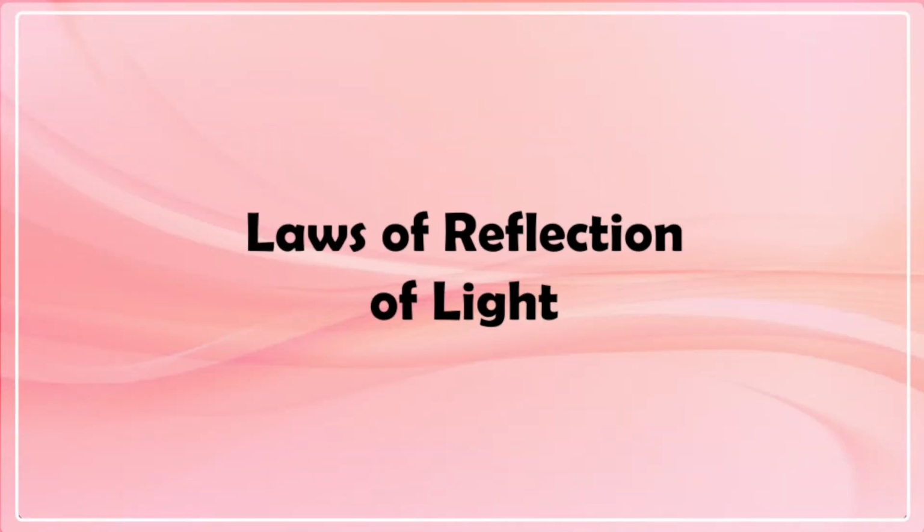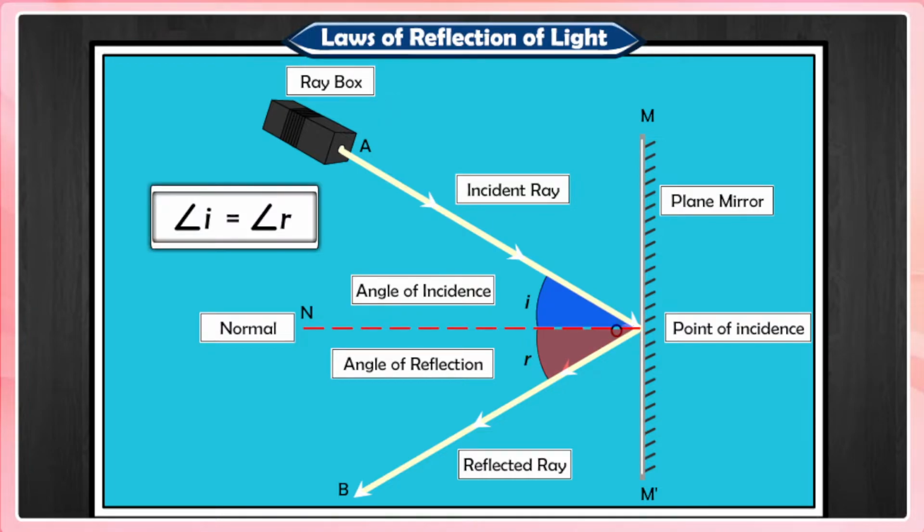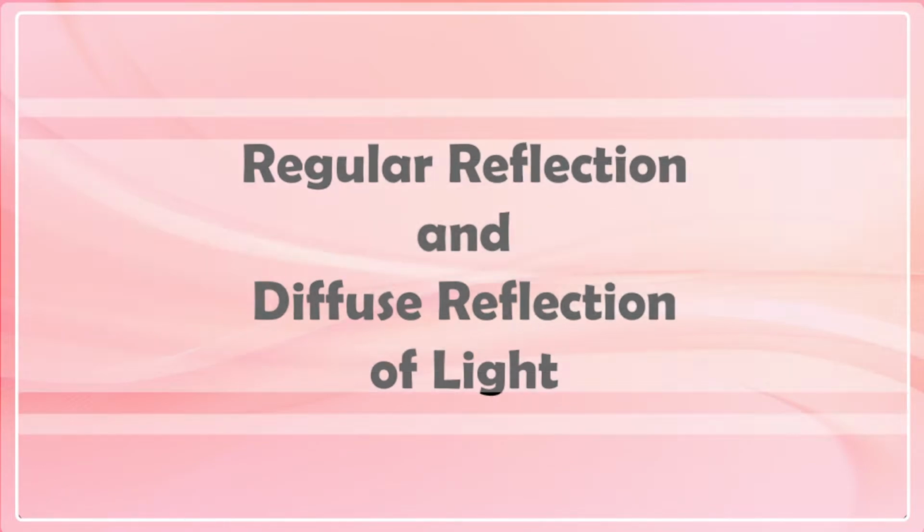Laws of reflection of light. According to the first law of reflection, the incident ray, the reflected ray, and the normal at the point of incidence all lie in the same plane. The incident ray AO, the reflected ray OB, and the normal ON all lie in the same plane, the plane of paper. According to the second law of reflection, the angle of reflection is always equal to the angle of incidence. If the angle of incidence is I and the angle of reflection is R, then angle I is equal to angle R.